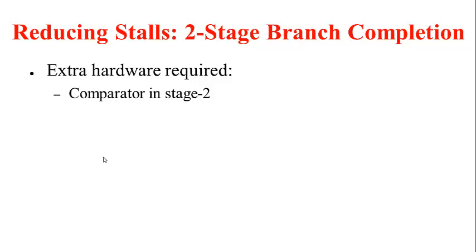In comparison to the 3-stage branch completion, we are going to need an extra comparator in stage 2 itself. In the 3-stage execution plan for the branch instruction, we use the ALU itself as a comparator, subtracting one register from another. This would not be possible if we want to achieve a 2-stage branch completion. So we will need a special comparator hardware in stage 2 which compares the values of the 2 registers which have been read.